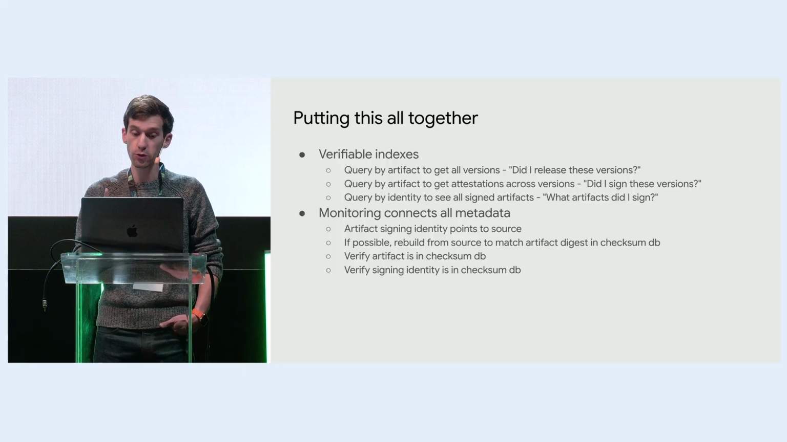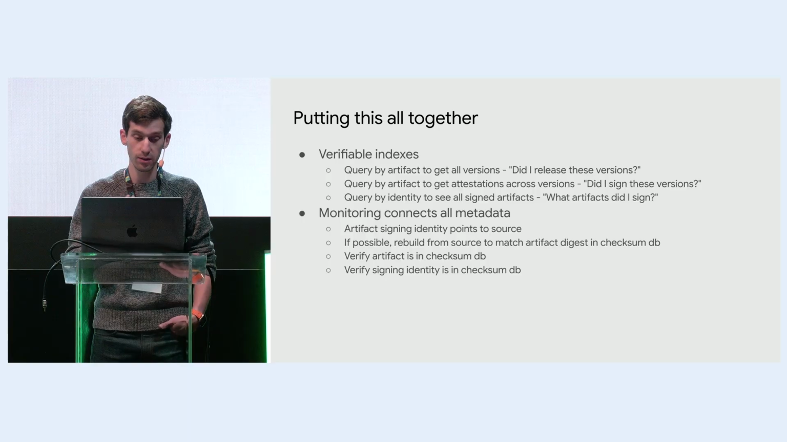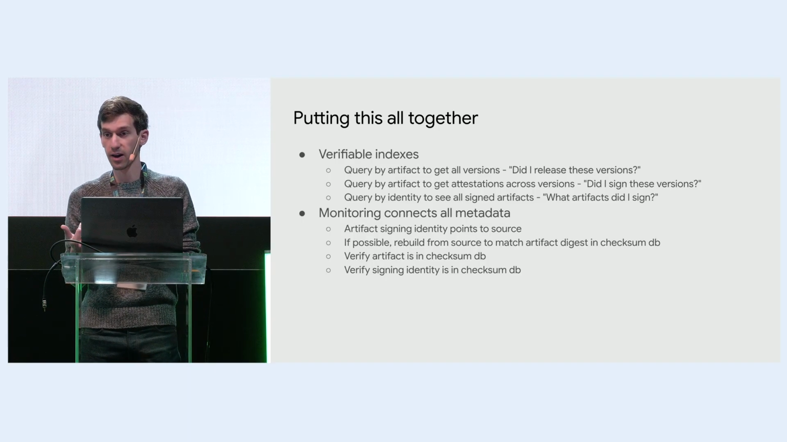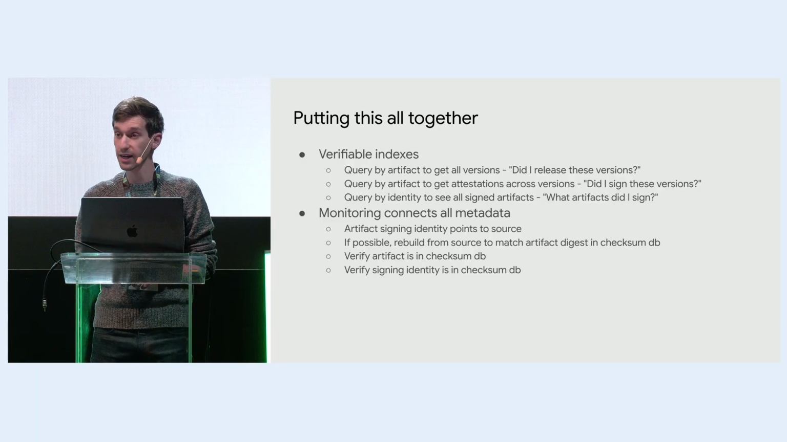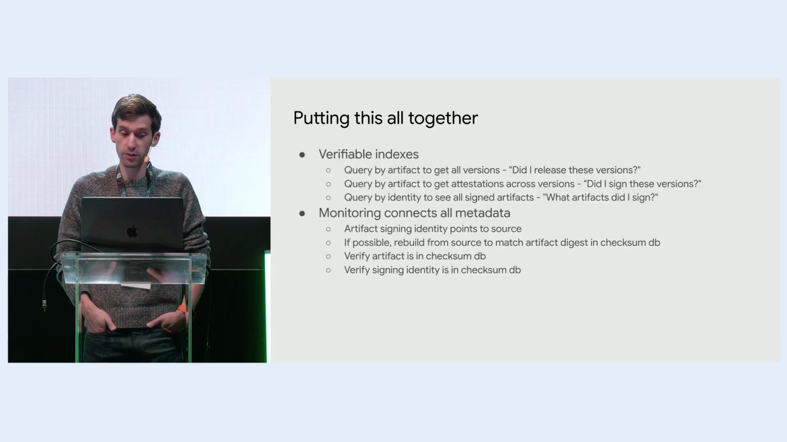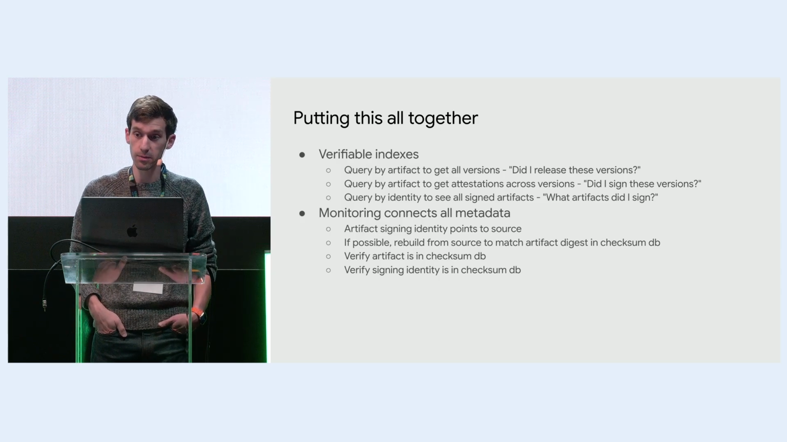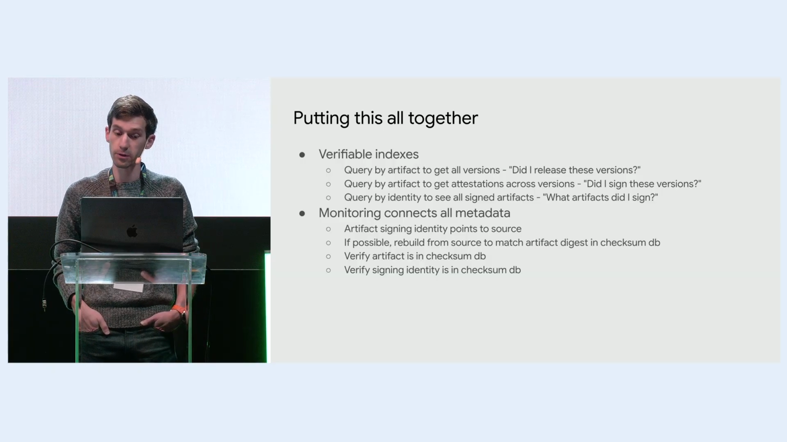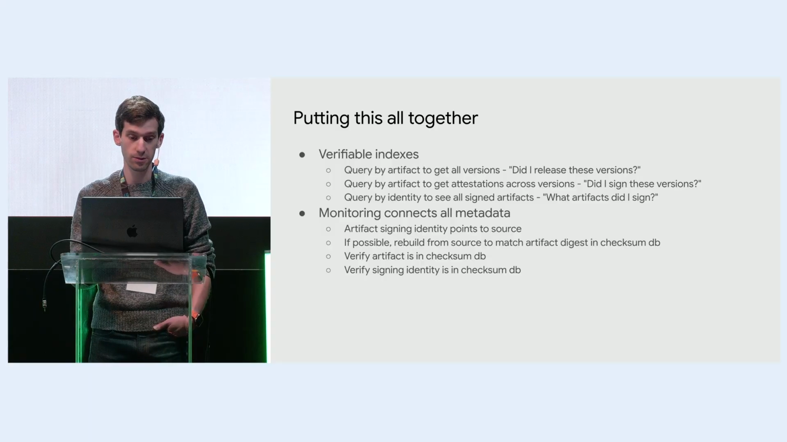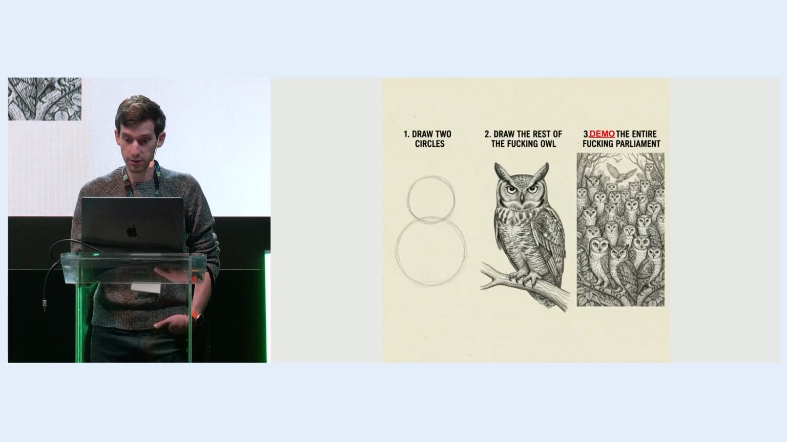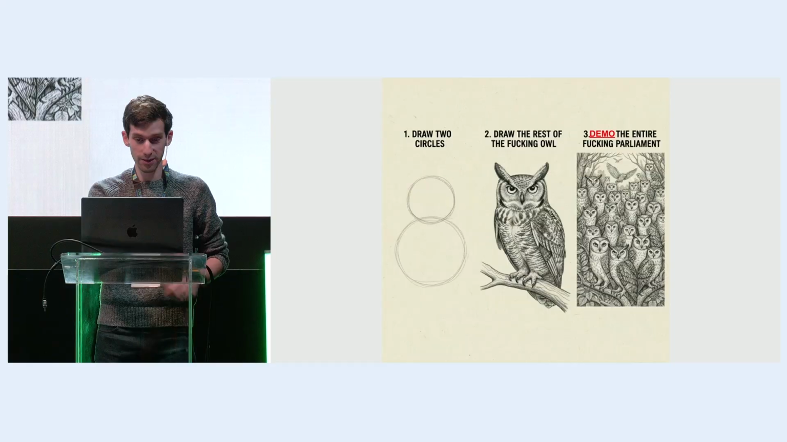And what I'd really love to have is one tool that simply connects everything given some artifact identifier. So it would let us verify that our artifact signing identity points to source. It lets us verify that artifacts are in the checksum database and the signing identities in the checksum database. And we haven't really talked much about reproducibility, but if an ecosystem does support reproducibility, you also could use this identity to go back to source and then rebuild from source to verify that that artifact digest is also in the checksum database. All right, so I have a real quick demo just to show this all working together.